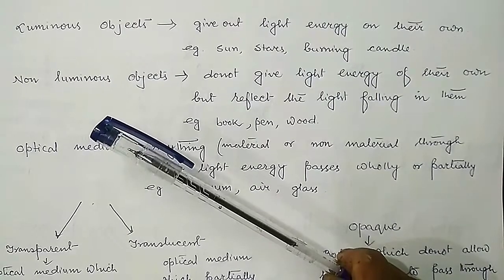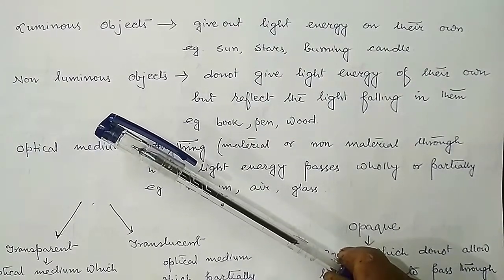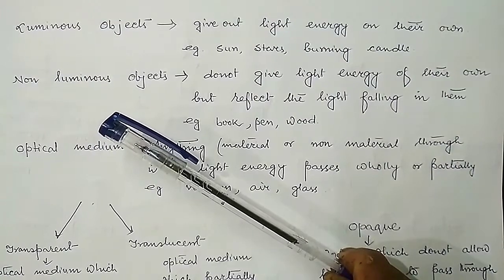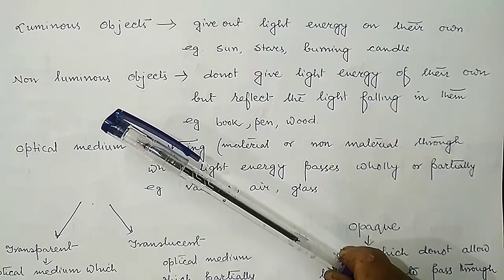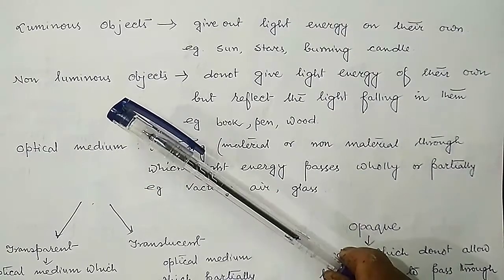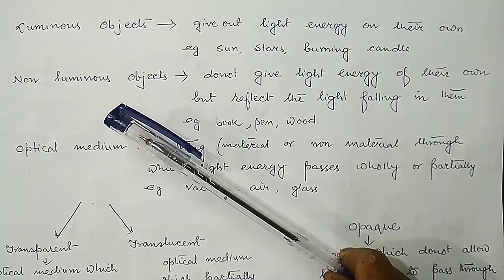This book, pen, wood, whatever we see around us, most of the objects are non-luminous, and sun, stars, burning candle, firefly, all these are called luminous objects. I hope luminous objects and non-luminous objects, these 2 points are clear.